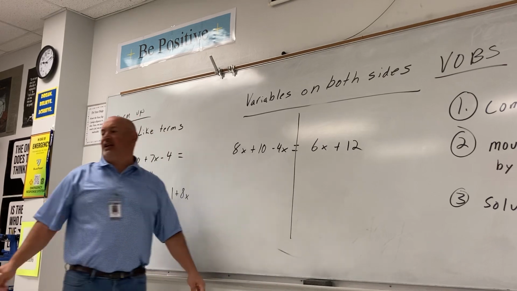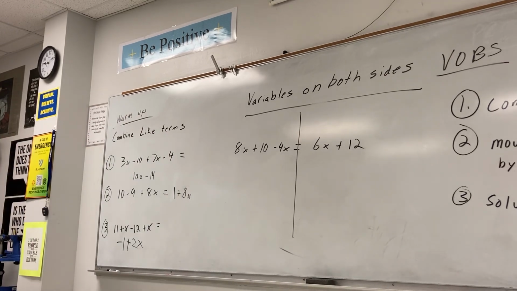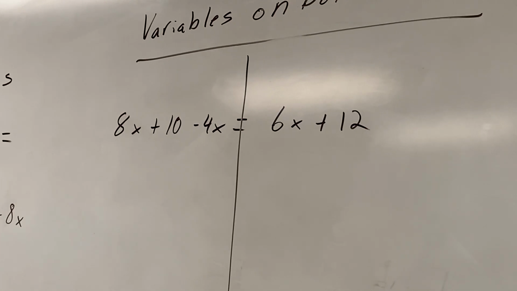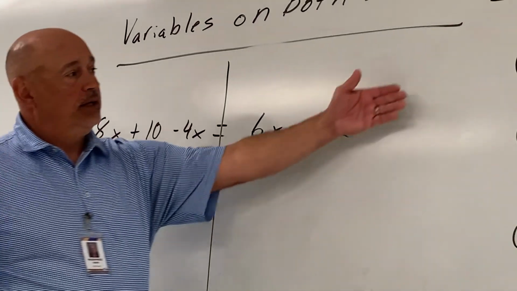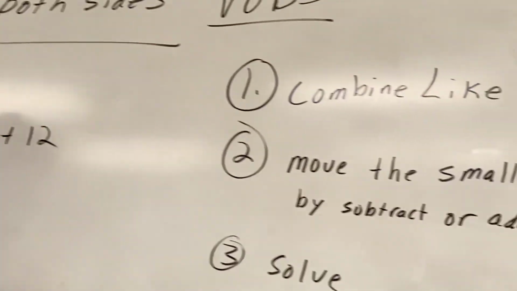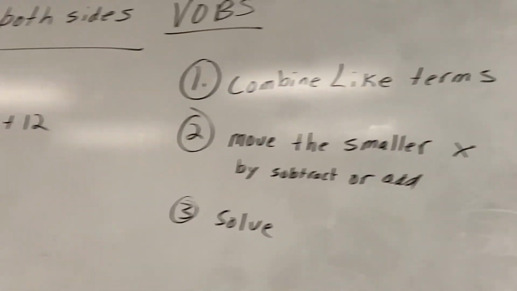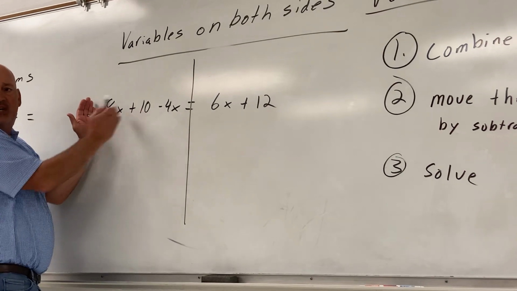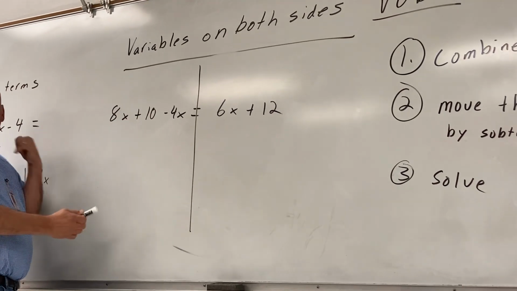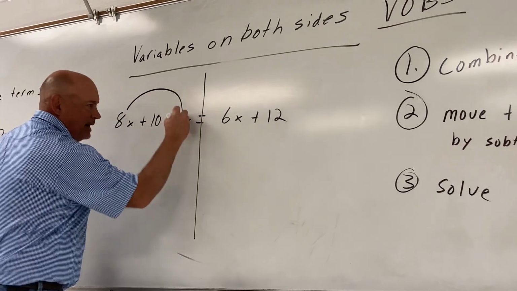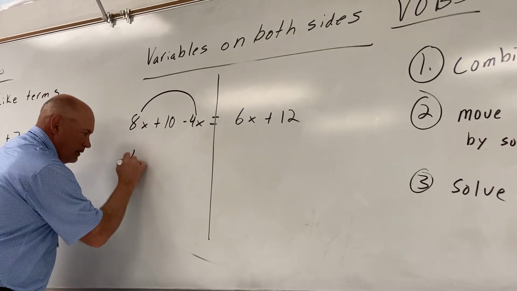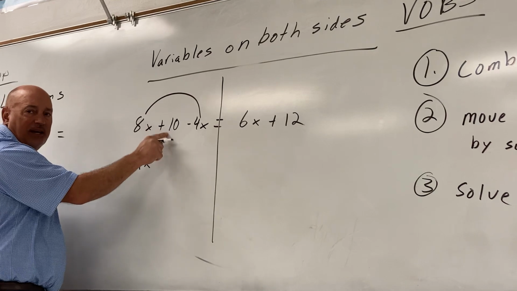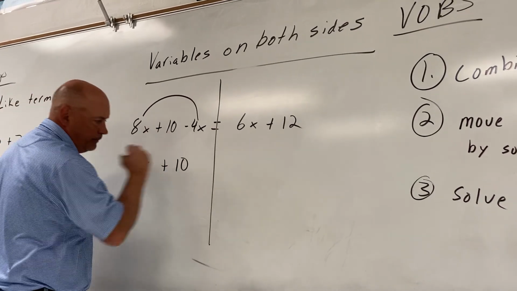Here is where drawing the line becomes very important, because you need to see what's on the left side, you need to see what's on the right side. All right, step one. Is there anything that we can combine? 8x minus 4x. Good. Do y'all notice that 8x and 4x are on the same side? So we're going to do what we did on the warm-up. What is 8x minus 4x? It is 4x. Do y'all agree? Yes. Have we done anything with the 10 yet? No. Bring it down. Rewrite.